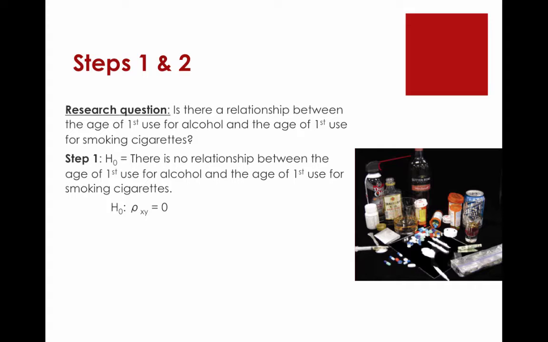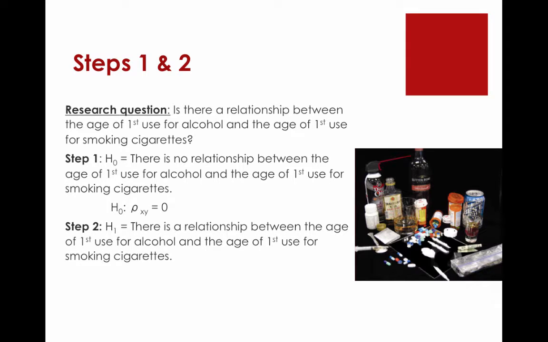Does that mean that there is a direct or an indirect or no correlation? It means that there's no correlation, no relationship. Thus, our null hypothesis equation jives with what we said in the actual hypothesis, that there is no relationship, no correlation. So our equation for correlation coefficient for the null hypothesis is rho equals 0. Step 2.